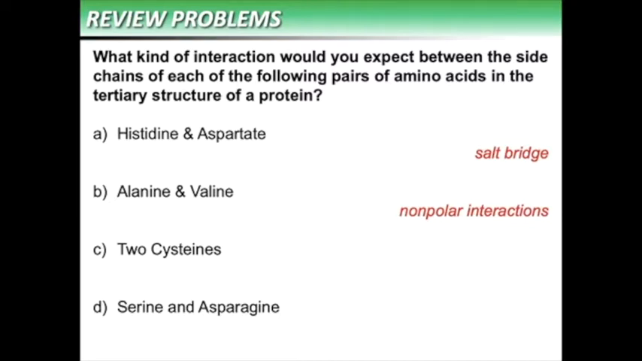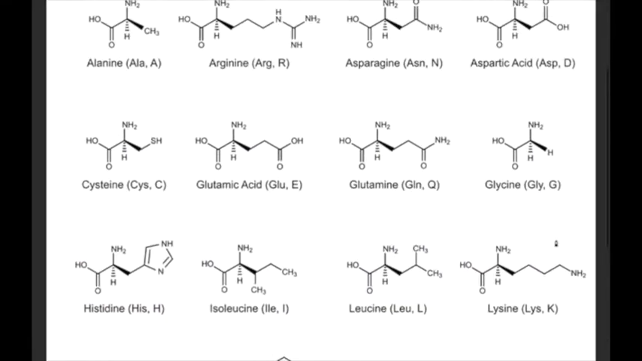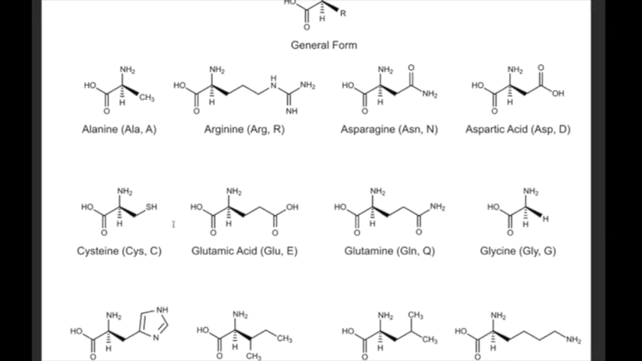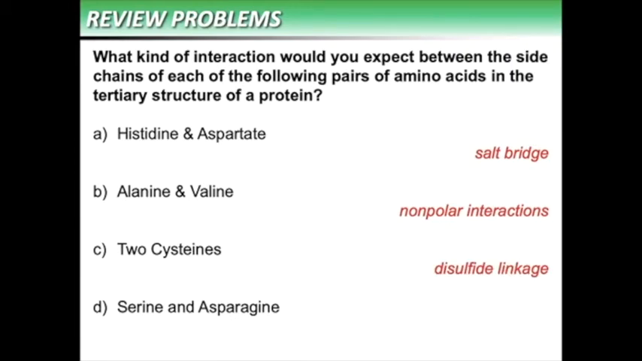Two cysteines we just talked about. Those are the ones with the thiols that we see right there. Two of those able to form a disulfide linkage.